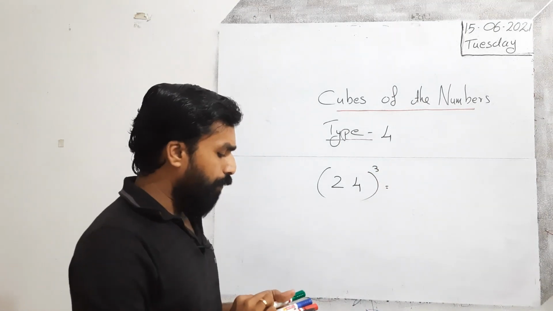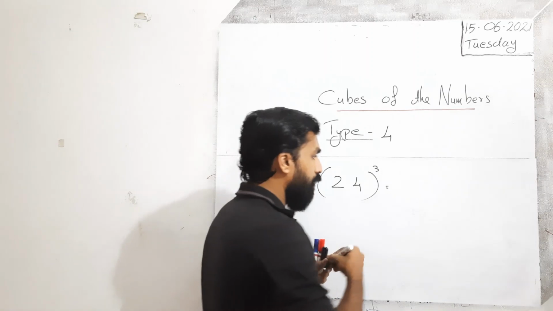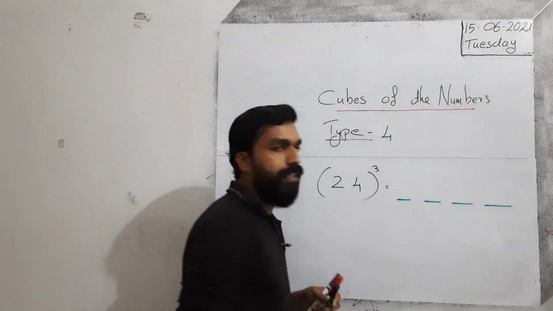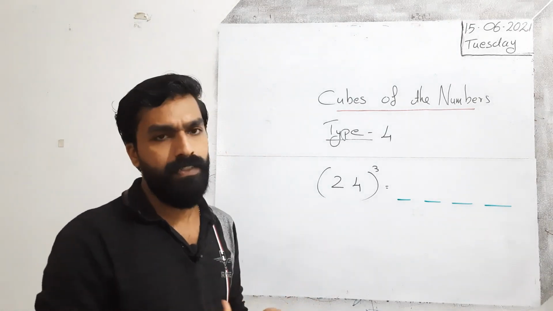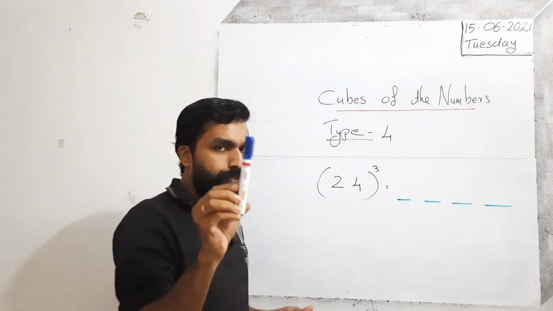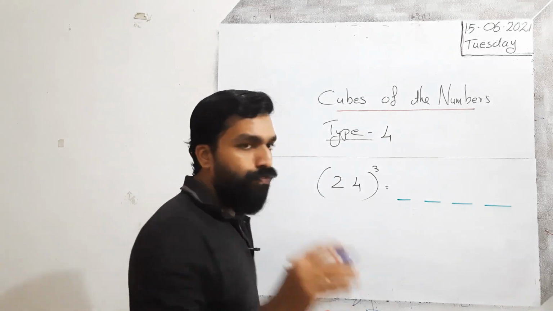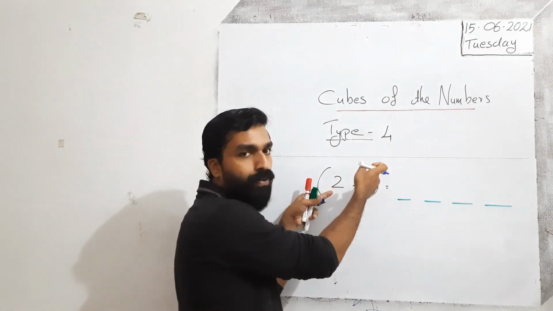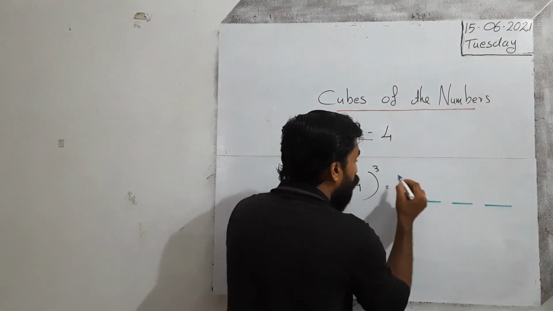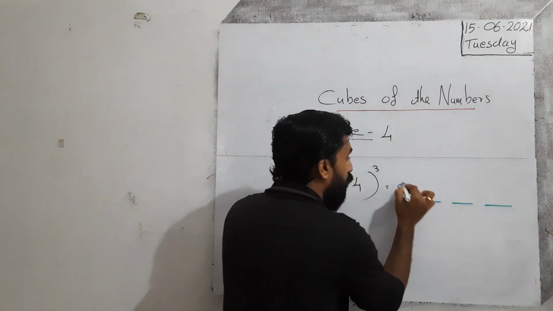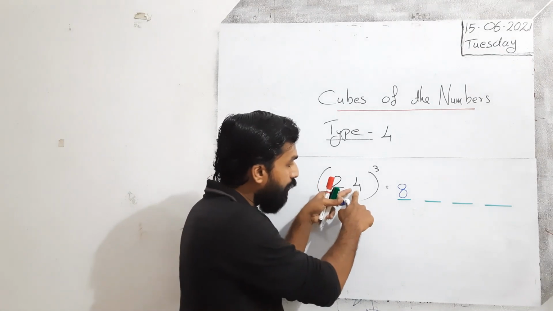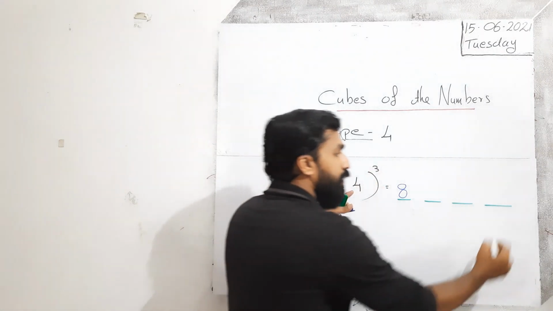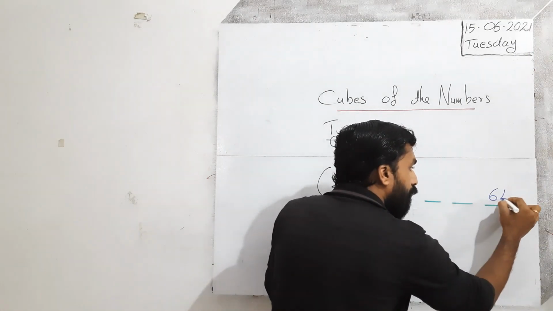So 24 cube, how to find out? For that also the same method: you have to mark 4 blank places. Some other calculations are also there, so just listen carefully. First step, first digit 2, find the cube of 2. That means the cube of 2 is equal to 8, that you have to write here. Second digit 4, find 4 cube. 4 cube is equal to 64, that you write here.